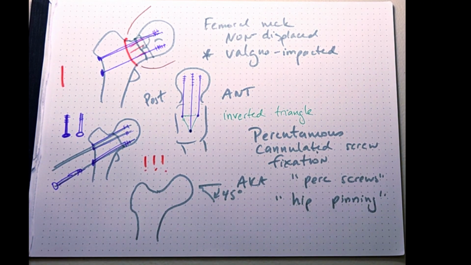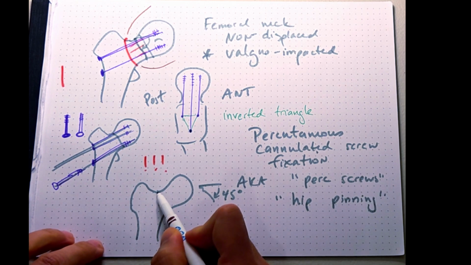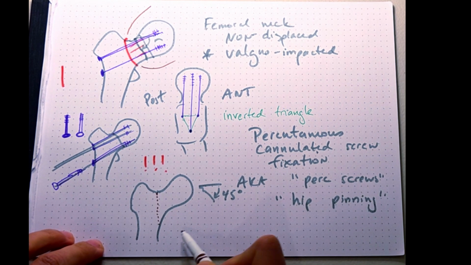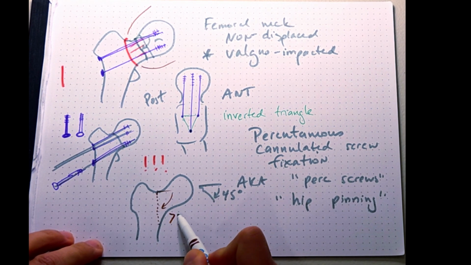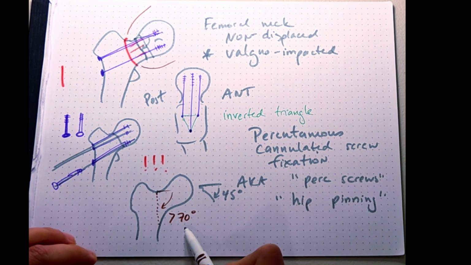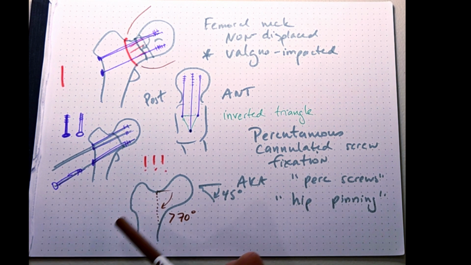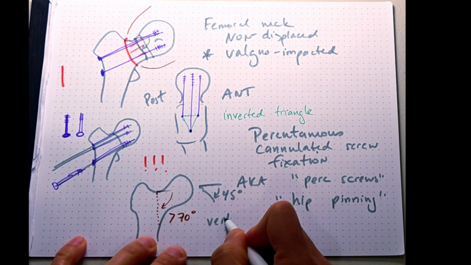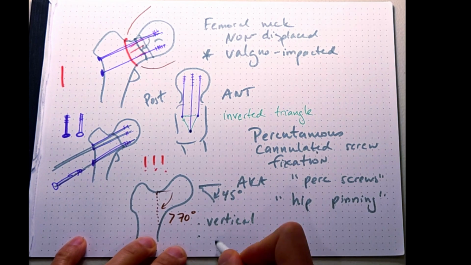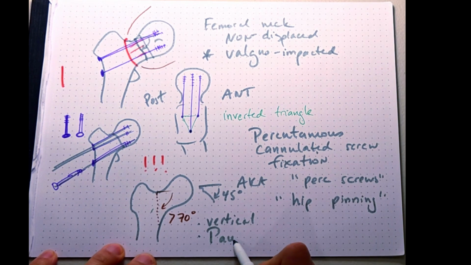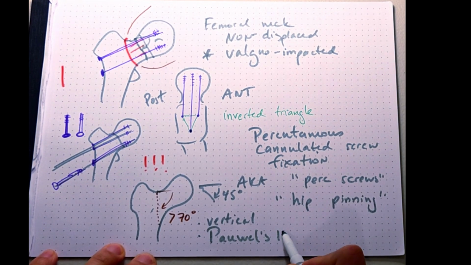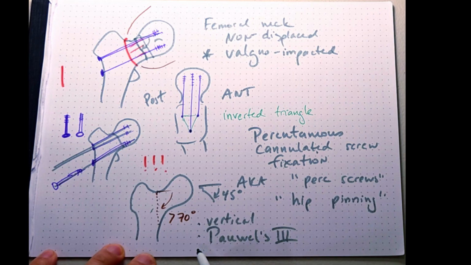What if the fracture line went in a different direction? What if it went more straight up and down like this? Instead of 45 degrees, that angle is greater than 70 degrees, say 80 degrees or so. This is a different scenario. We would call this a vertical femoral neck fracture, and there's a classification for this type called the Powell's classification. This is a Powell's 3, which is the worst one.